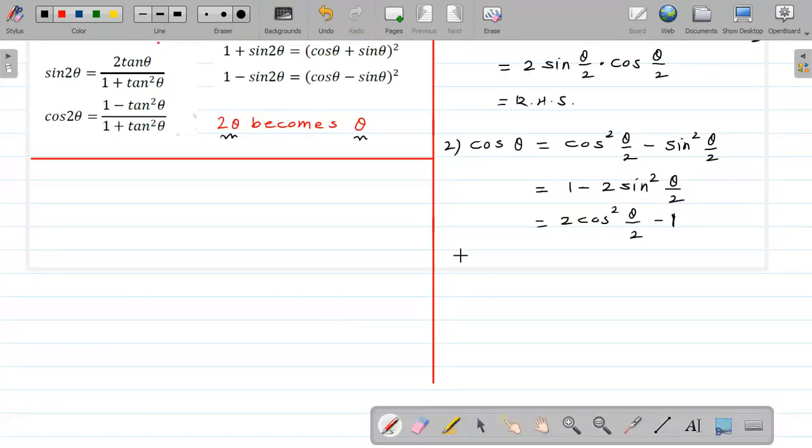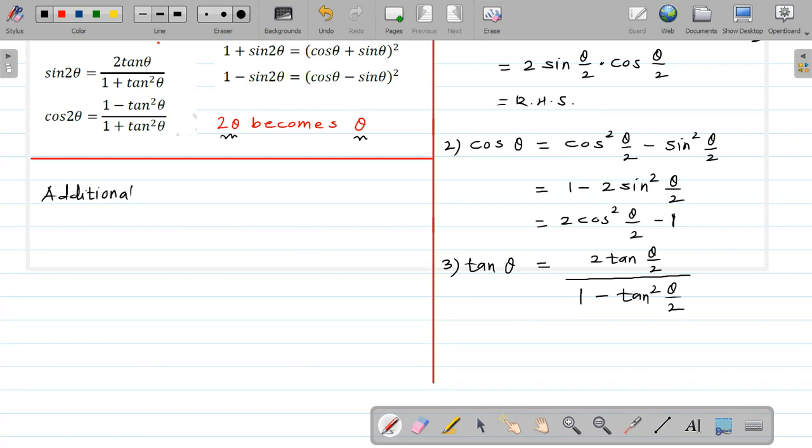Now the third one, tan theta. The formula is tan theta is equal to, just like tan 2 theta, I will write it as 2 times tan theta by 2 upon 1 minus tan square theta by 2. So all these are called half angle formulae. Now we will discuss the additional half angle formulae. I will write here additional half angle formulae.